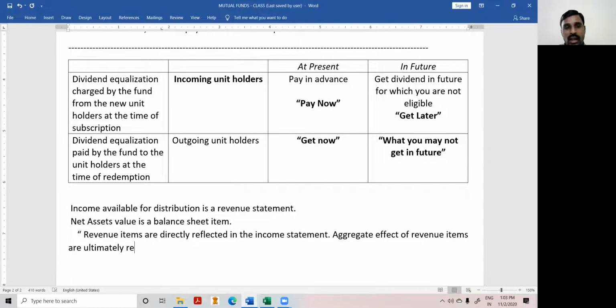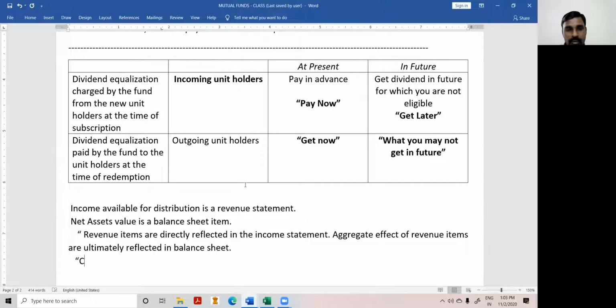Am I correct or not? Ultimately reflected in the balance sheet, because whatever the profit and loss account closing balance, the net profit, will be transferred to the reserves only. Reserves is a balance sheet item. Therefore, the aggregate effect of revenue items is ultimately reflected in the balance sheet. There is no confusion about that.